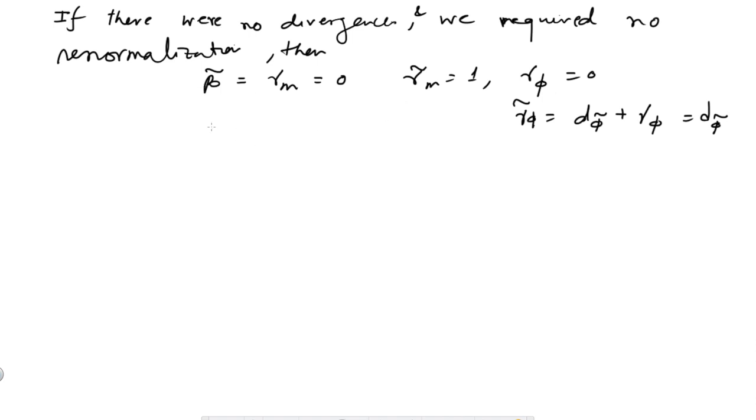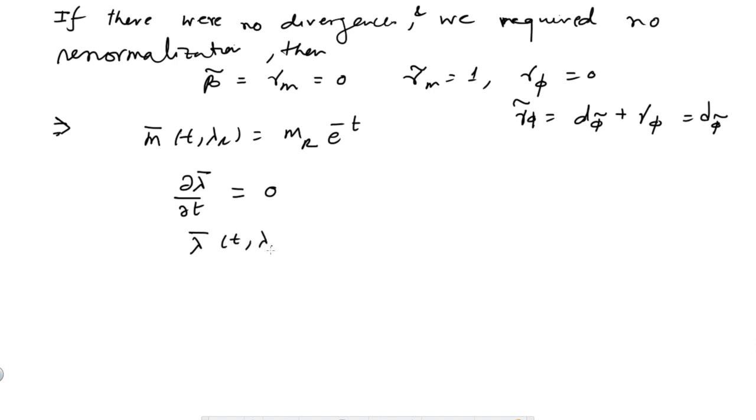Now let's take this and put in the definitions of m bar and lambda bar. So we have already seen that m bar as a function of t is just m r e to the minus t. Now let's look at the behavior of lambda bar in this case, when you don't need renormalization. So beta function, beta tilde is 0 here, which means that lambda bar is a constant. That's the solution of this equation. And then you put the boundary condition, lambda bar at t equal to 0 is lambda r. So that constant is lambda r.